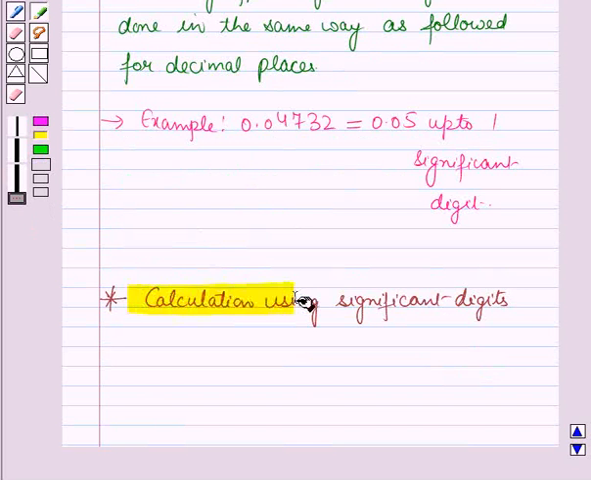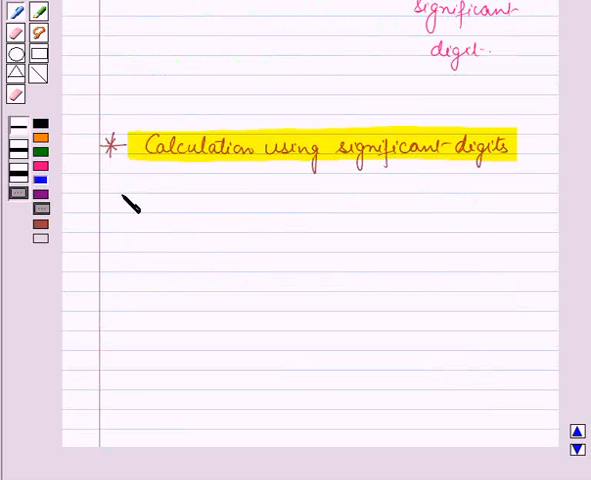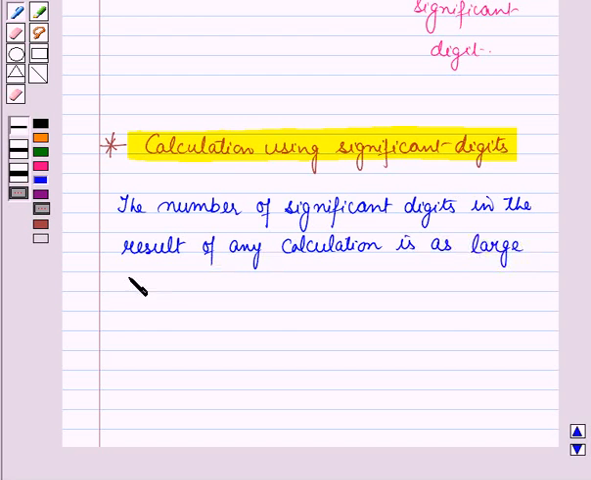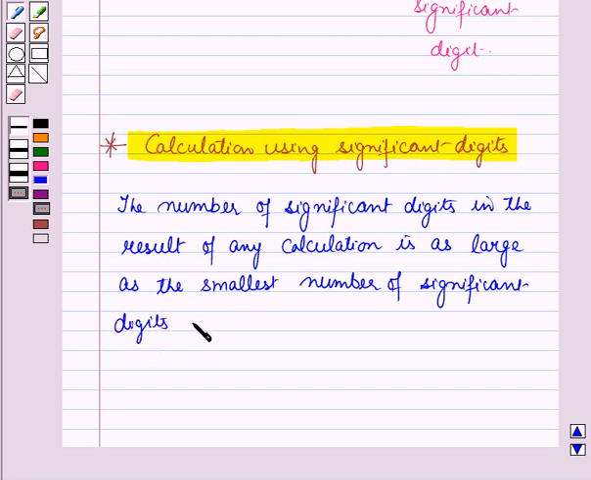Now let us discuss calculation using significant digits. Now the number of significant digits in the result of any calculation is as large as the smallest number of significant digits in the numbers used in the calculation.